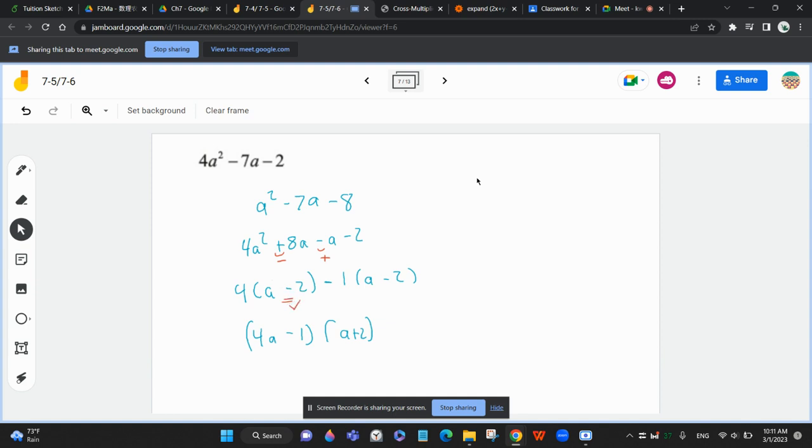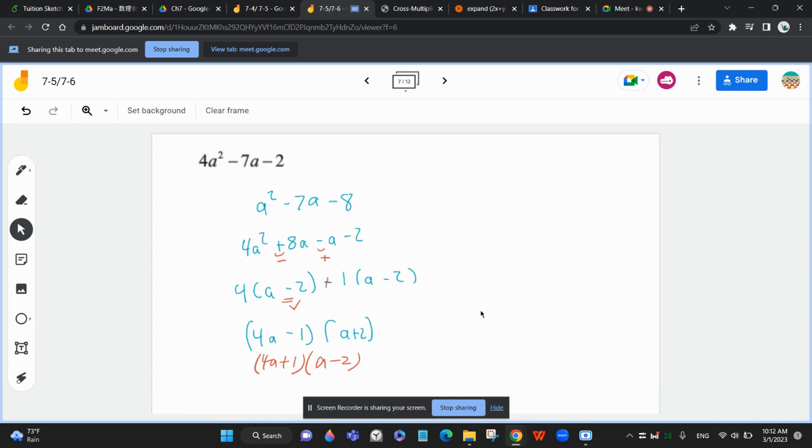This one is positive. So here you end up with 4a minus 4a plus 1 times a minus 2. Because if you're negative 8, positive 1, you minus 9, you get positive 7, but the question gave us negative 7, so we should have a negative 8 instead.